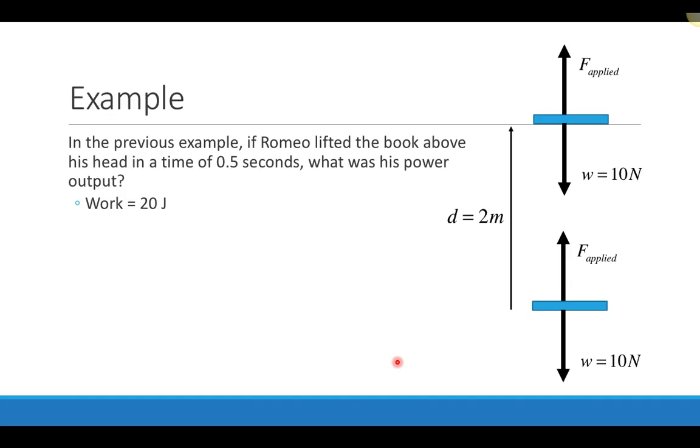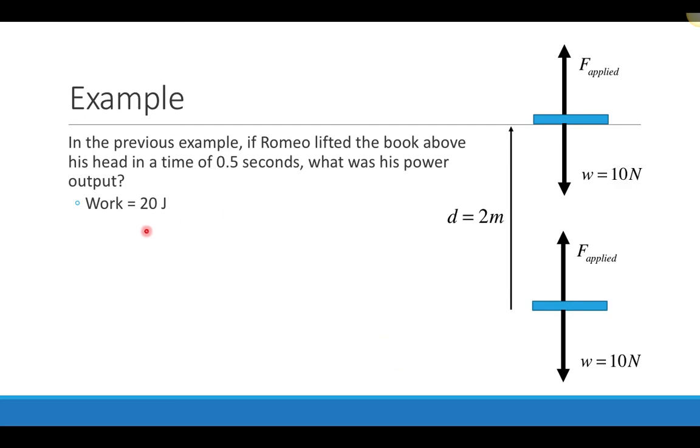So if we go back to the example of Romeo lifting the book above his head, suppose that he lifted that book above his head in a time of 0.5 seconds. What was his power output? So how much power did he have to put in order to lift that book?